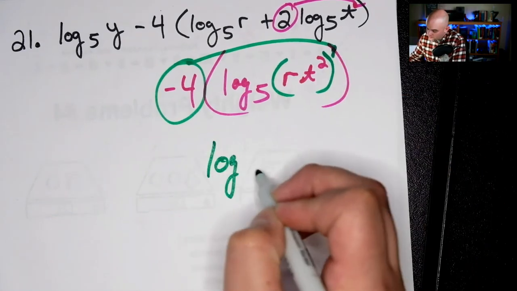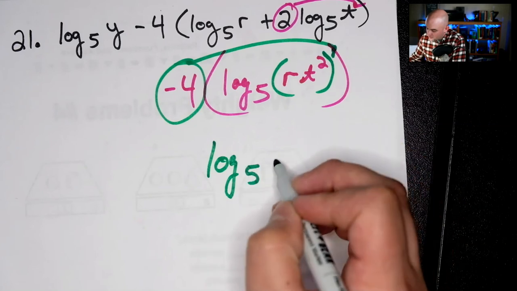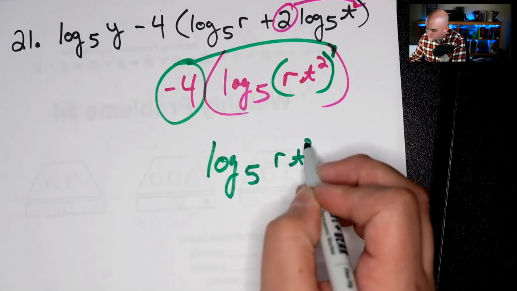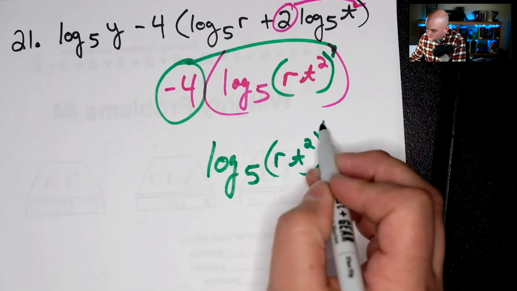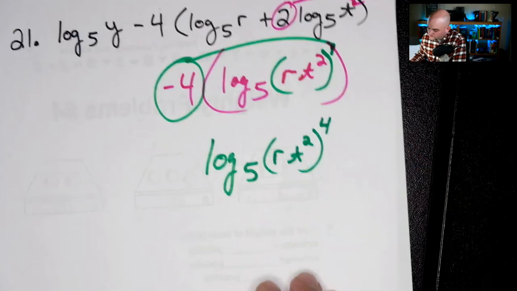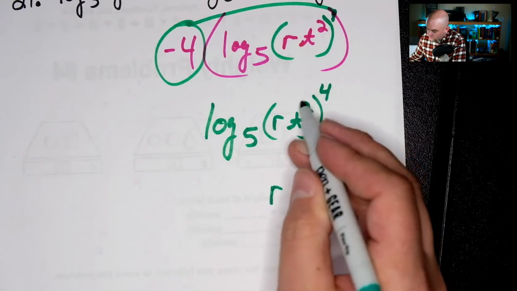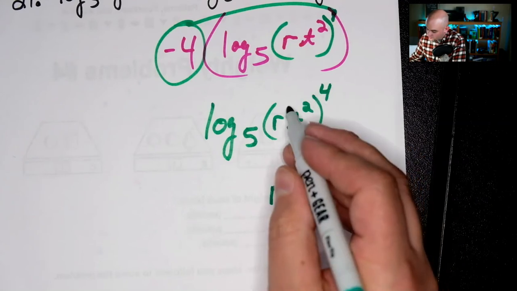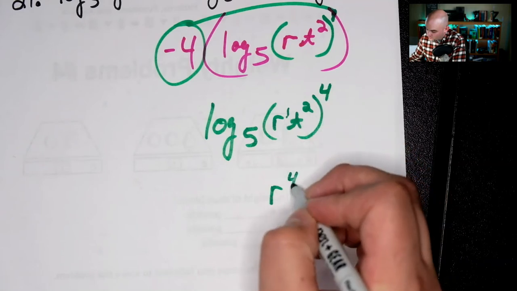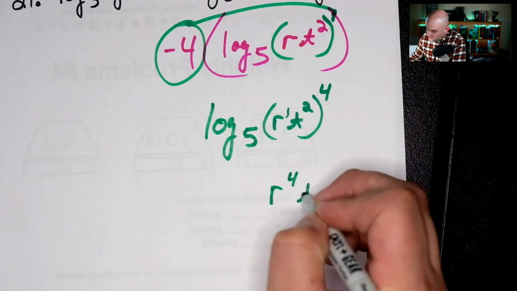And write the logarithm like this. The log base 5 of r t squared raised to the -4 power, which becomes, I can distribute, you can think of it as distributing the -4 times r to the 1 right there. -4 times 1 is -4, and -4 times 2 is -8.